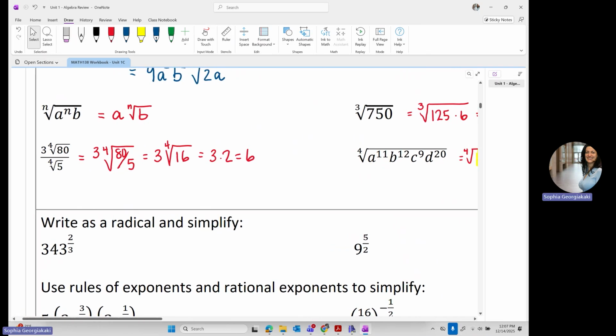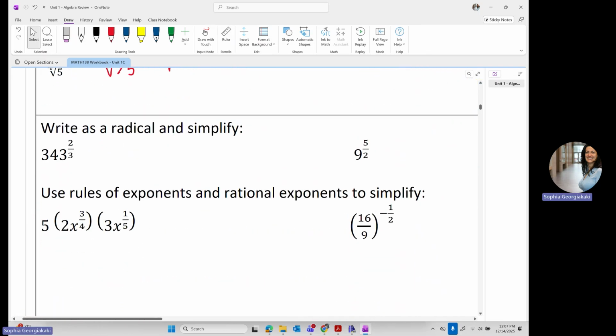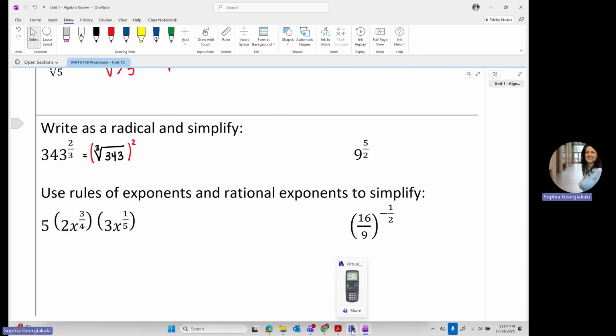Here is some practice for writing rational exponents. Write as a radical and simplify. Remember, the denominator becomes the index of the root, and then I have 343. Since I'm trying to find this quantity, I'm going to raise the answer to the second power instead of raising 343 to the second power and then finding the cube root. So the cube root of 343 exists. It is a rational number.